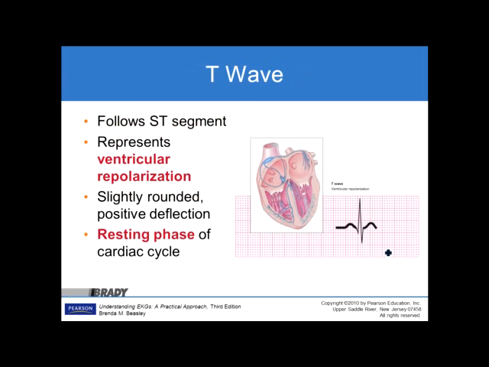The T wave follows the ST segment, represents ventricular repolarization. So after this depolarizes, or the electricity moves through it, this entire section needs to get ready to do this all over again. It's slightly rounded, positive deflection. Resting phase of the cardiac cycle is what the T wave is, or repolarization of the ventricles.